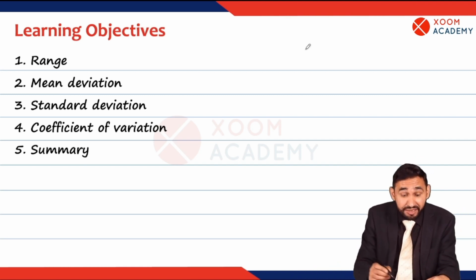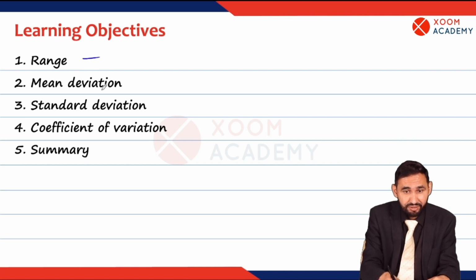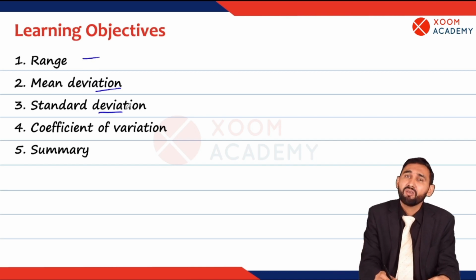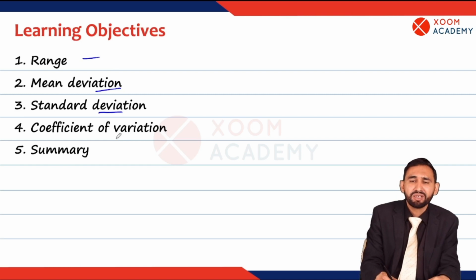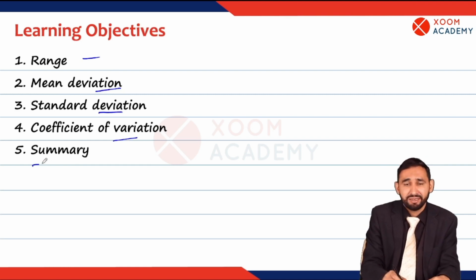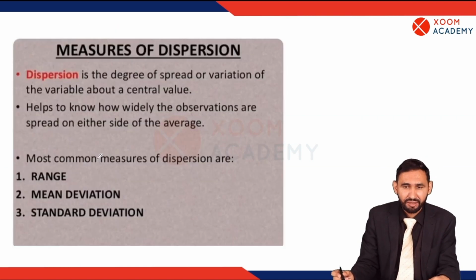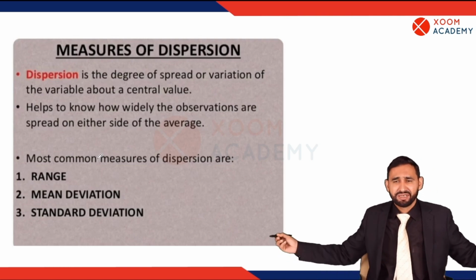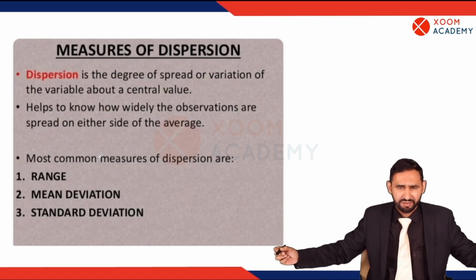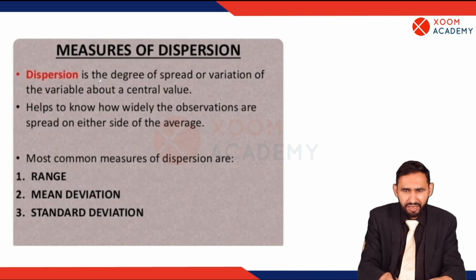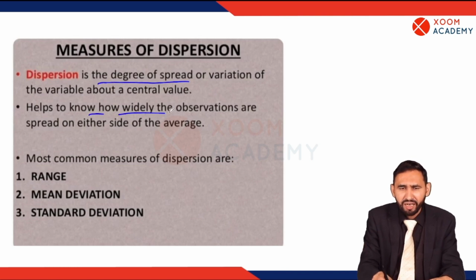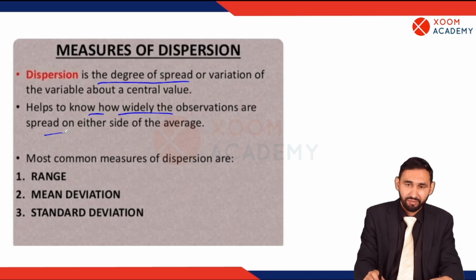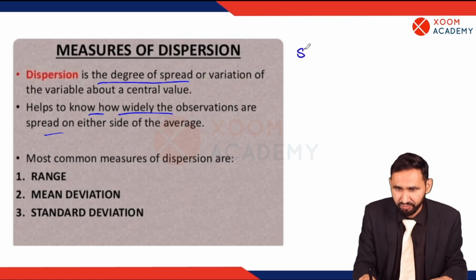We'll discuss what is range, what is mean deviation, what is standard deviation, how we calculate standard deviation, and what is coefficient of variation, and in the end we'll summarize the session. Dispersion is the degree of spread or variation. It helps to know how widely our observations are spread. So we should remember that it shows the spread of our observations.